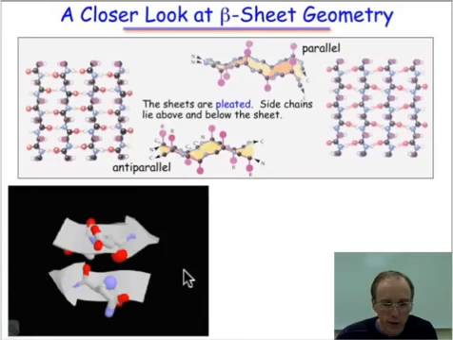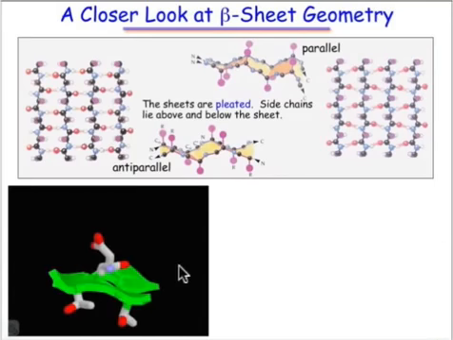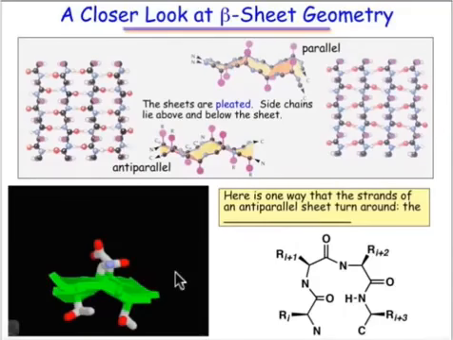Now, there's a three-dimensional structure of it. You can see that the adjacent strands have hydrogen bonding between them, and if we stop this movie right on its side, you can see the pleat in the sheet, and now you can see that the amino acids on adjacent units are above and below the plane of that sheet.